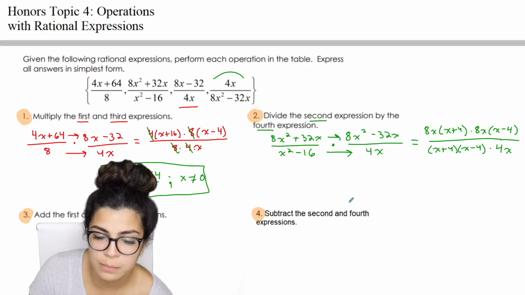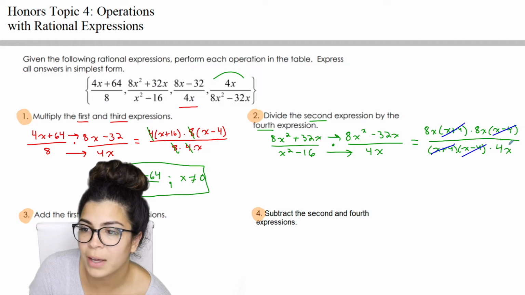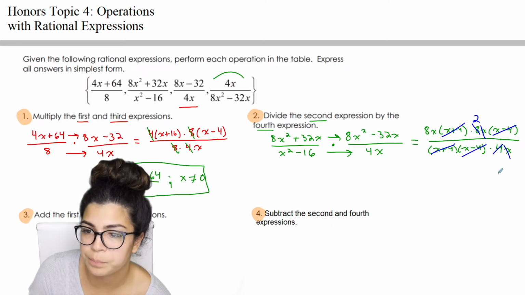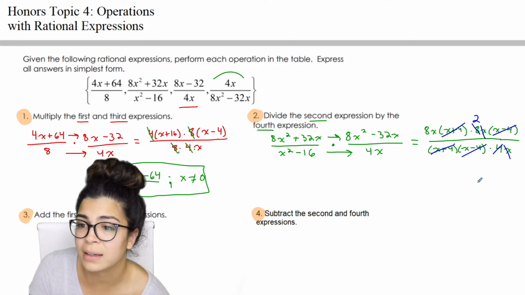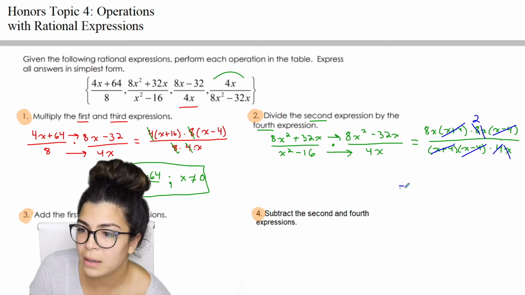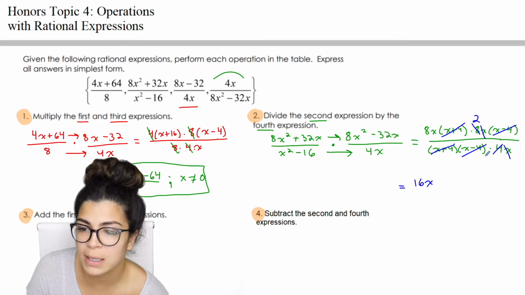Now let's cancel. We have x plus 4 divided by x plus 4, x minus 4 divided by x minus 4. We have a copy of x that would cancel, and we have 8 divided by 4. So 8 divided by 4 is 2, 4 divided by 4 is 1, so that cancels. So we end up with 8x times 2 in the numerator, which is 16x. And in the denominator, we just have 1 remaining. Everything divided and canceled out. So really we just have 16x.